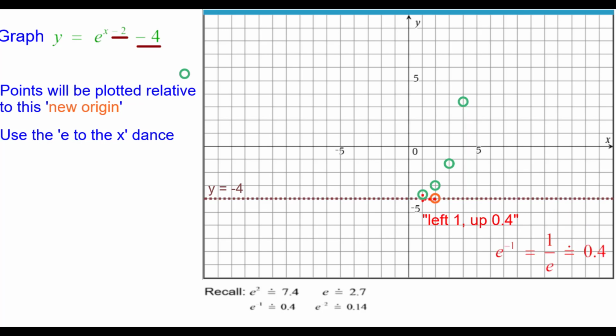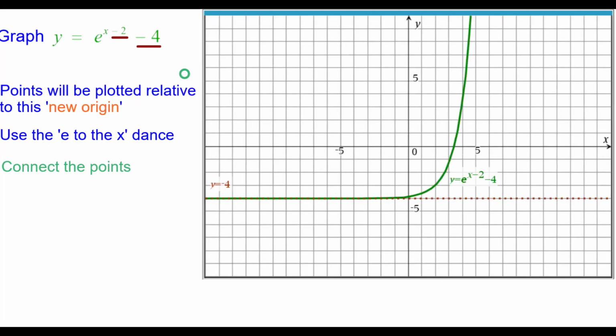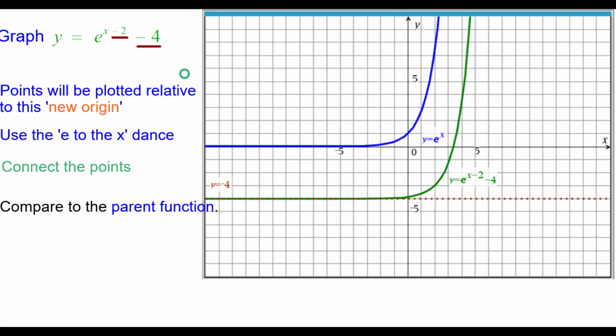Now going in the other direction, left 1 up 0.4 because e to the negative 1 is the reciprocal of e, which is about 0.4. And left 2 up 0.14, that's the reciprocal of e, then squared. Connect the points, make it look like an easy chair, and compare it to the parent function, and you can see that it's been shifted to the right and also down.